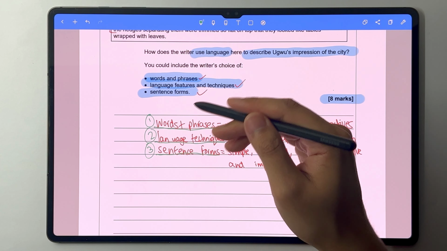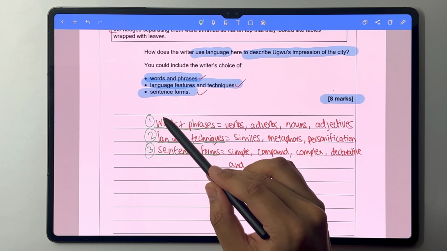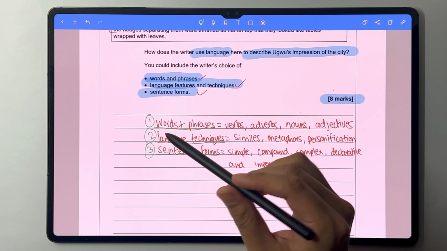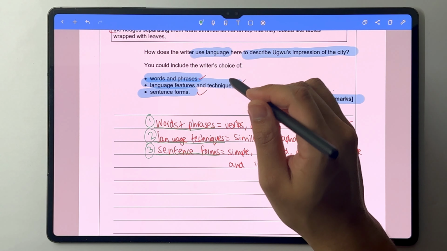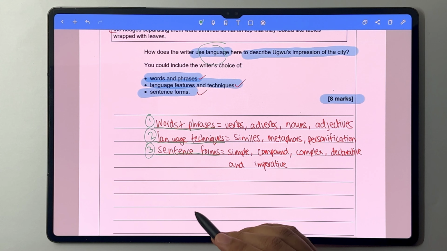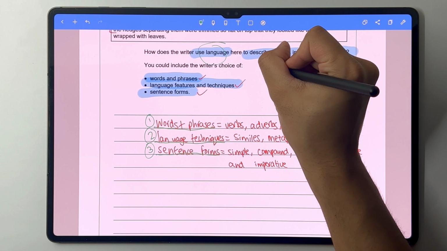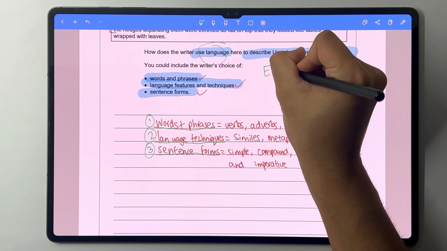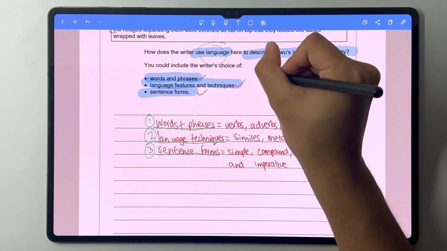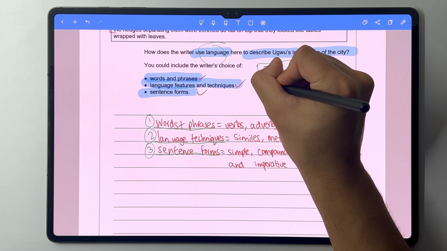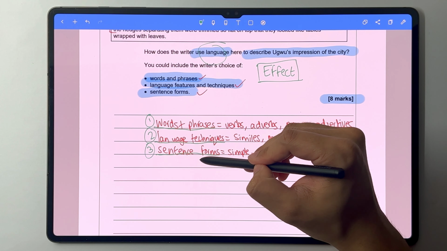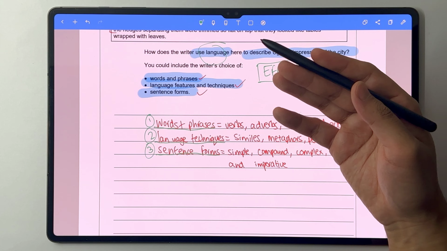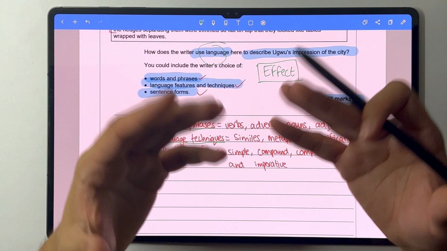So every single year within the text, you'll find examples of 1 and 2. If you find examples of a short simple sentence or compound sentence, then for sure you need to explain the impact. And as this question is on language, you need to focus on the effect. I've mentioned this before when we looked at language paper 2. Focus on the effect. So what is the impact of using language? Through words and phrases, through language techniques and sentence forms, what is the effect? What is the impact? How does it make the reader feel?